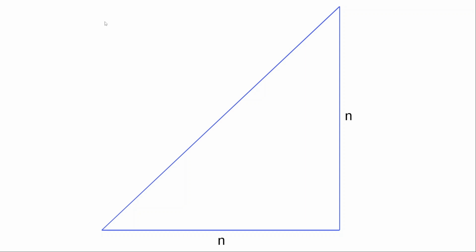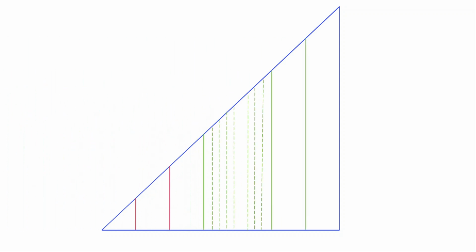Now let's divide this triangle, which is of base n and height n, into n minus 1 equal parts vertically. So there we are. On the left hand side, you have the first part of the area, followed by the second part of the area, followed by the third part of the area. Now green represents subsequent equal areas, and the last is the n minus 1th area.